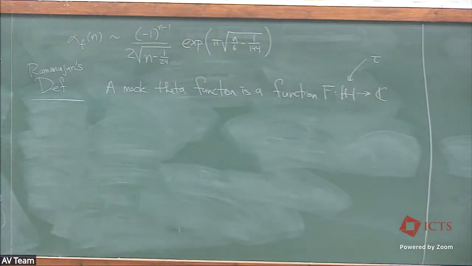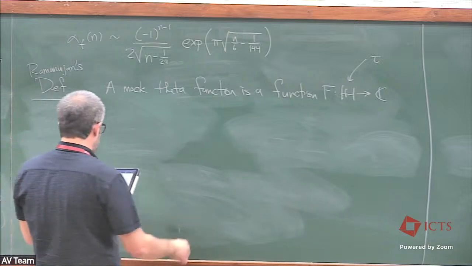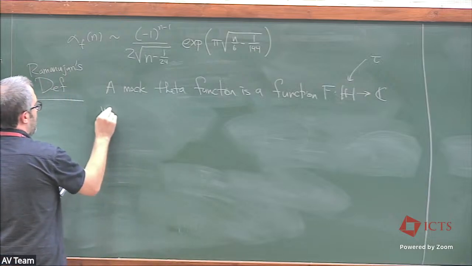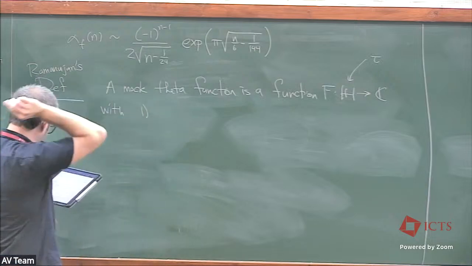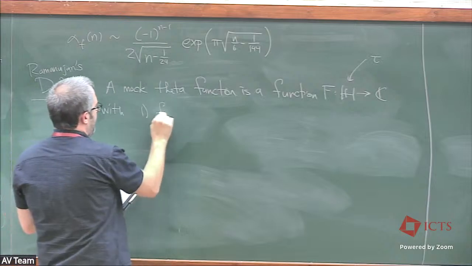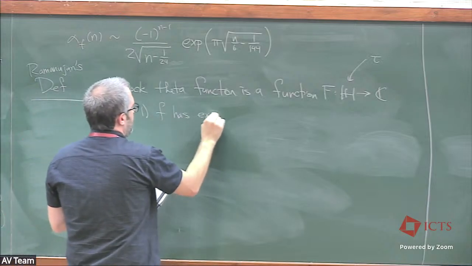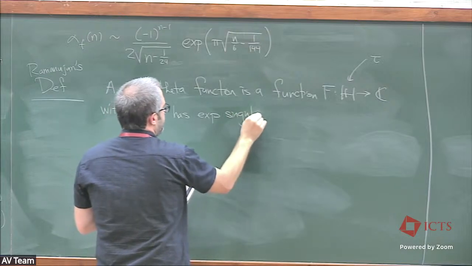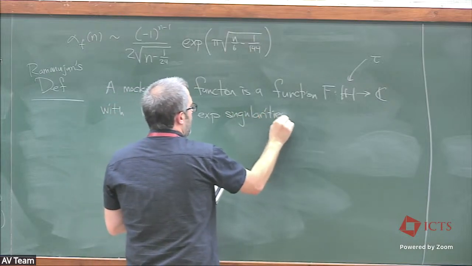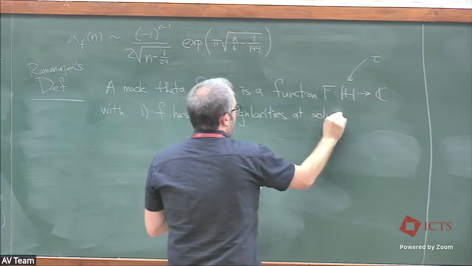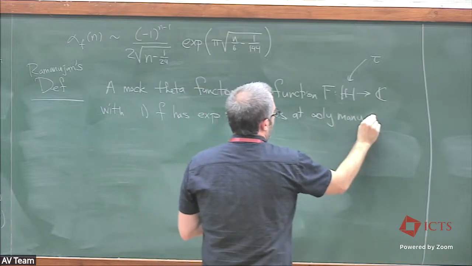And for Ramanujan, I think he wanted these functions to be in Eulerian form, whatever that means, so some kind of form that looks like this. And Atul talked about Eulerian form yesterday. I'm not going to include that in the definition, but I think he wanted that in the definition. But it needs to satisfy 3 properties. The first one is that f has exponential singularities at infinitely many roots of unity.